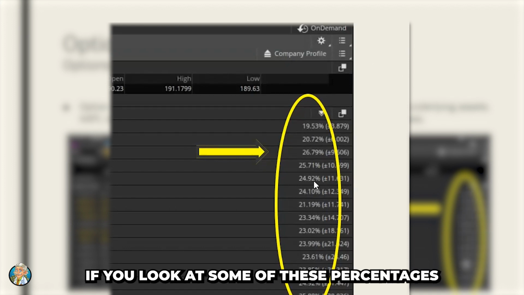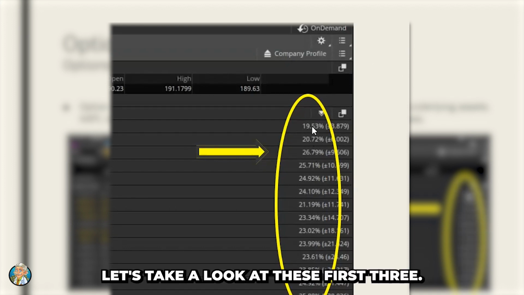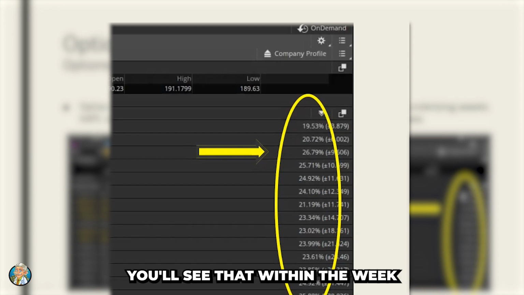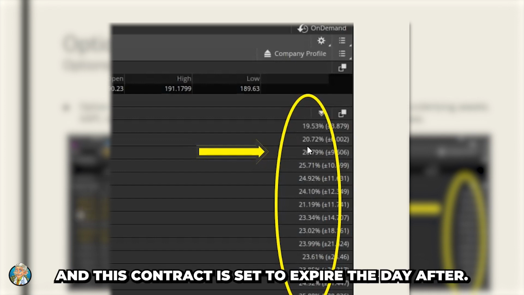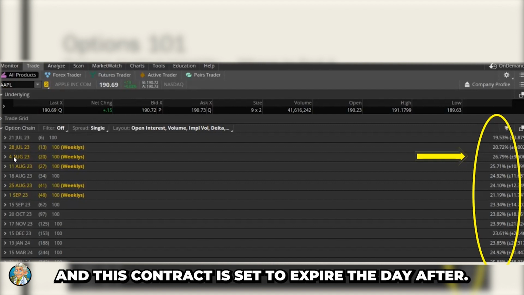If you look at some of these percentages here, like let's take a look at these first three, you'll see that within the week that I took this screenshot, the implied volatility is in the 20th percentile, 19.5. Again, just going up a little bit, 20.7, but then this big jump, like a 6% jump in volatility. Well, why is that happening? Oh, that's right. Apple is reporting earnings August 3rd, and this contract is set to expire the day after.